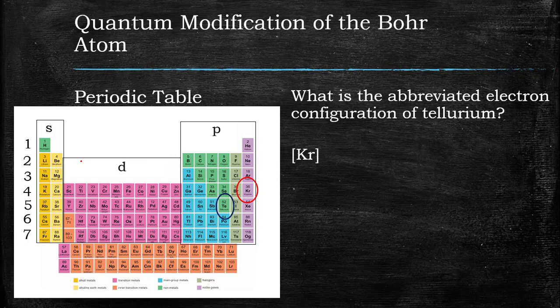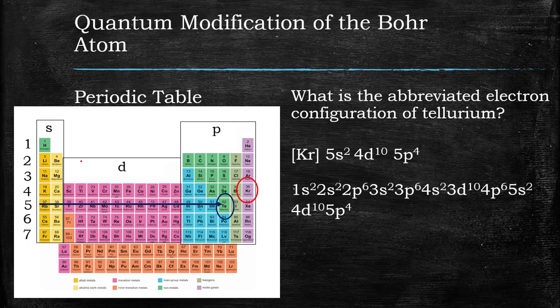I go back to the periodic table, and I go to the period that tellurium is in, which is the 5th. I can now say I have 5s2, 4d10, 5p4. That is the abbreviated configuration for tellurium, and that is a whole lot easier and quicker to write than going through all of that. Both of these state the same thing. Now, here's a key point for the exam. Unless you are specifically asked for the abbreviated electron configuration, write out the complete electron configuration.